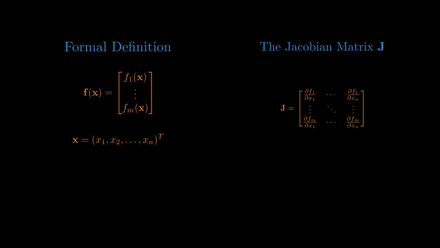This means that every row of the Jacobian represents the gradient of one of the output functions, and the entire matrix acts as the best linear approximation of our vector valued function near a given point. Let us look at a concrete mathematical example to see how a Jacobian matrix is constructed.